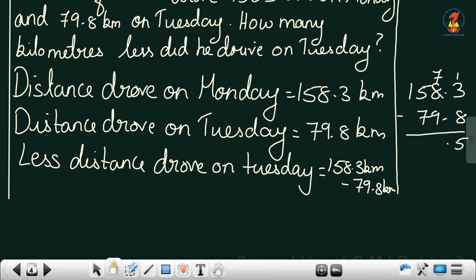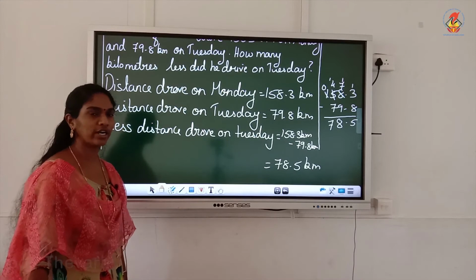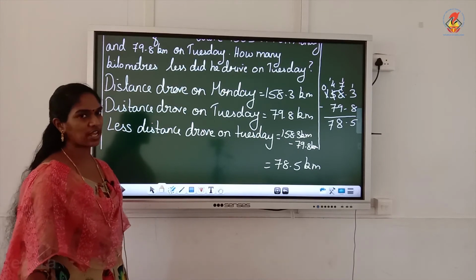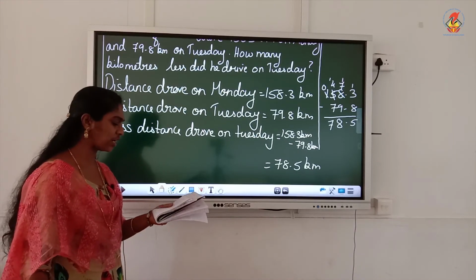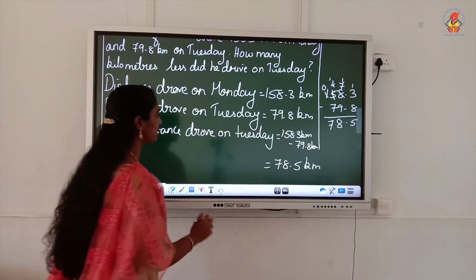Then 7 minus 9 again not possible, borrow, this becomes 17, 17 minus 9 is 8. Again 4 minus 7 not possible, borrow, this becomes 14, 14 minus 7 is 7. So he drove 78.5 kilometer less on Tuesday than on Monday.